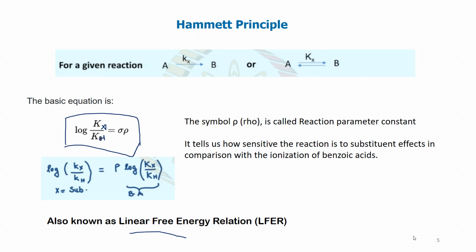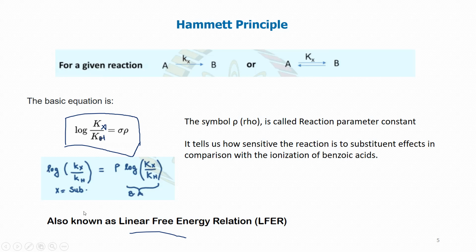So what is the Hammett principle? I discussed it earlier also. When this principle was introduced, it was mainly based on the deprotonation reaction of benzoic acid. To apply that concept to other unknown reactions, Hammett introduced this equation, where log Kx by Kh is equal to sigma rho. Kx is the rate constant with different types of substituent and Kh is the rate constant when no substituent is present. Rho is called the reaction parameter constant. It tells us the sensitivity of a reaction in comparison with the deprotonation of benzoic acid.